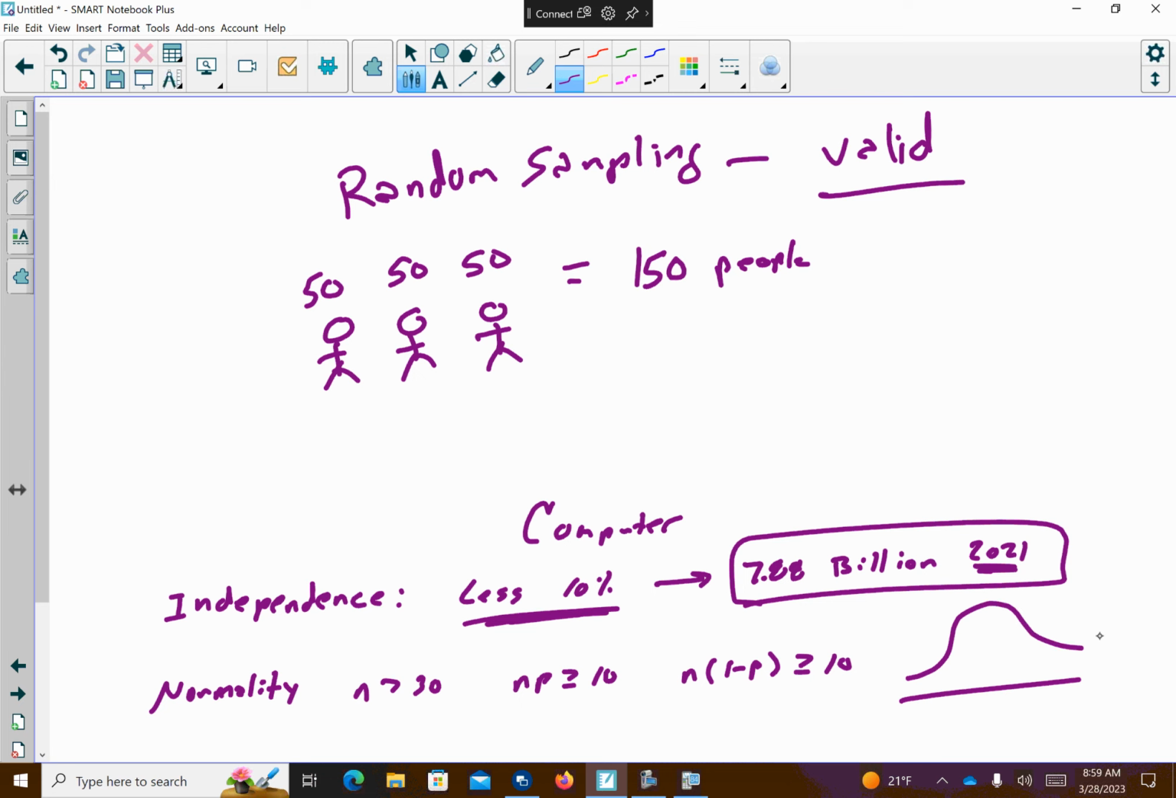If these three tests right here don't fit, as well as now this less than 10% of our population, which is one more thing for independence, then it fails. You can't have normality without having independence, and you can't have independence without normality. So they go hand in hand with each other. They're two very specific tests that work with each other. And that's what I have for you guys today.